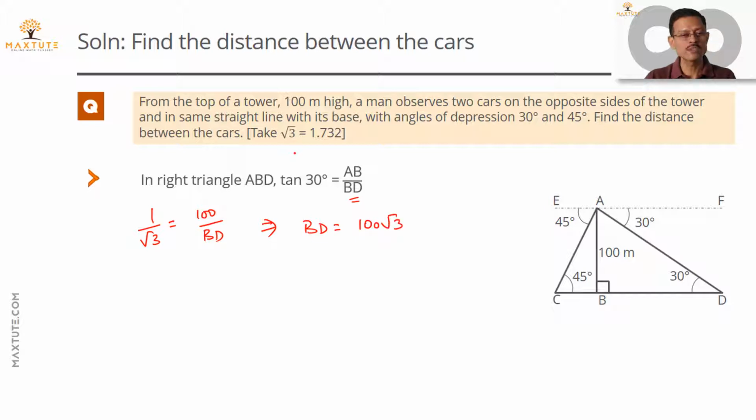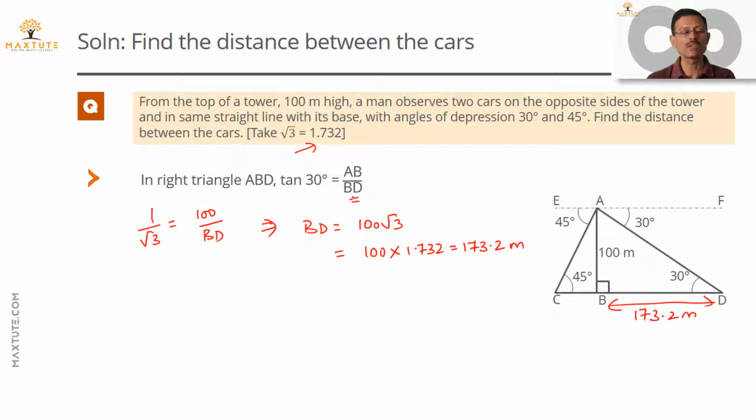The question has explicitly asked us to take root 3 to be equal to 1.732. Let's plug that in here. So BD is equal to 100 into 1.732, which is 173.2. So the measure of BD is equal to 173.2 meters.